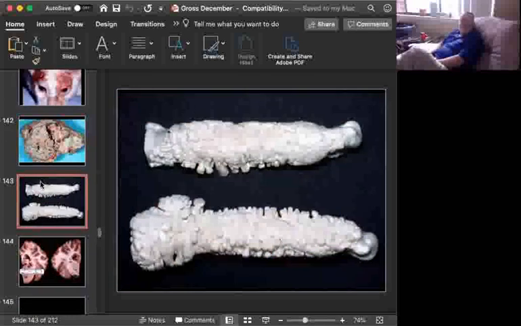Slide number nine is tissue from a dog. Can you give me a morphologic diagnosis and name the condition?